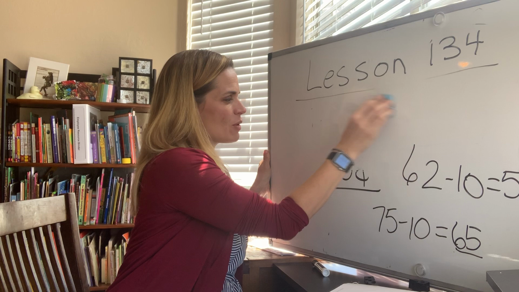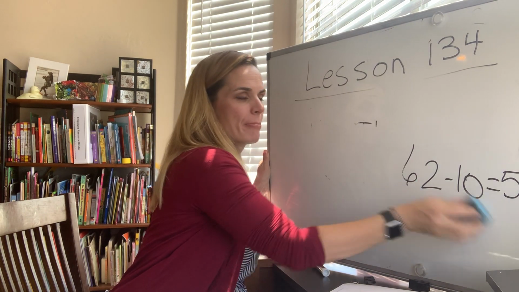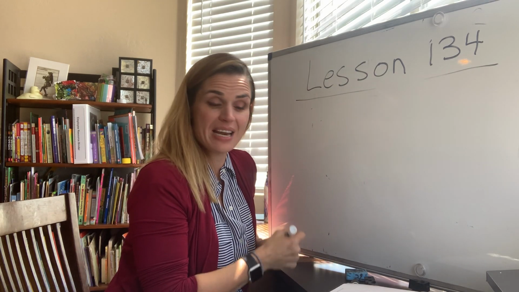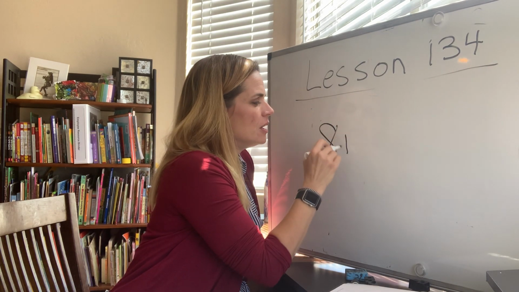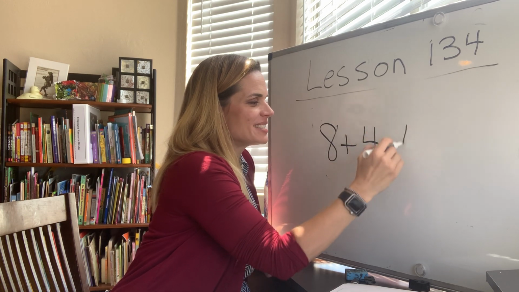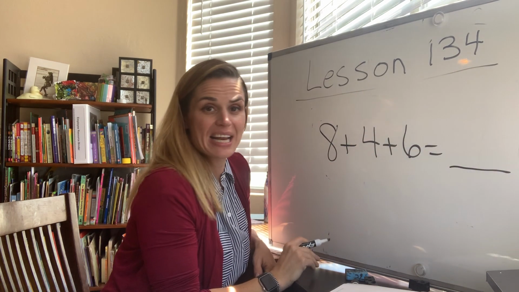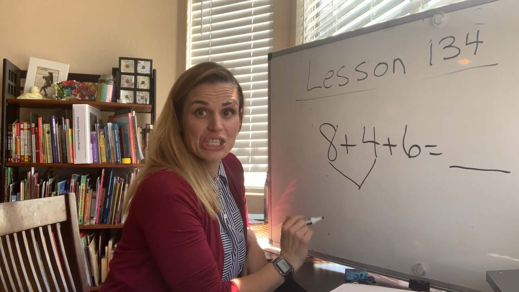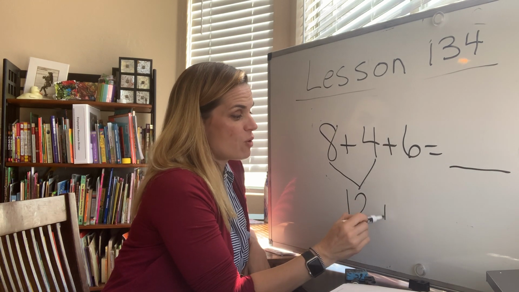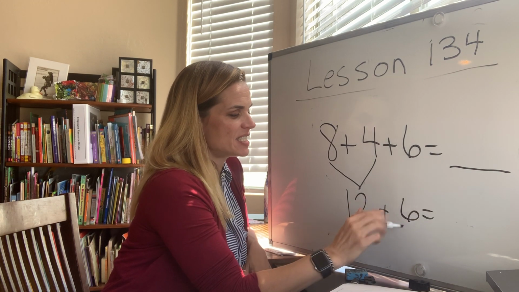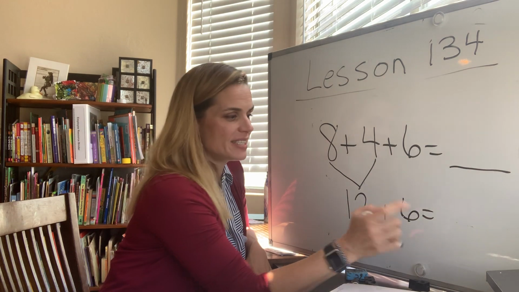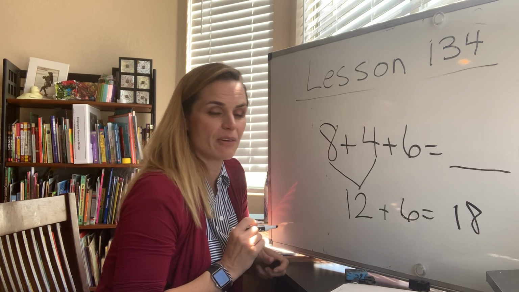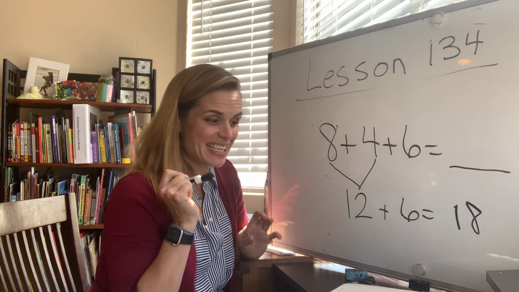And the last one I want to go over with you is 3 numbers. 8 plus 4 plus 6. So we're going to add 2 numbers at a time. We know that 8 and 4 is 12. And then 12 plus 6 is, let's see, 6 plus 2 is 8, 0 is 1. So our final answer is 18.